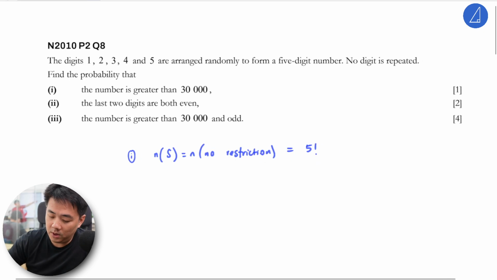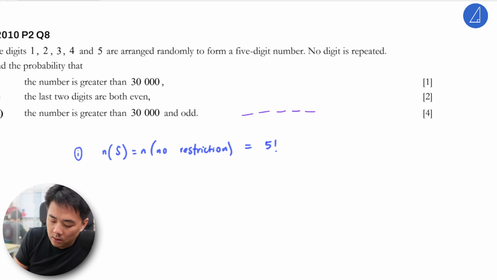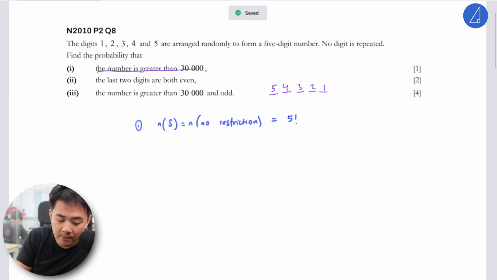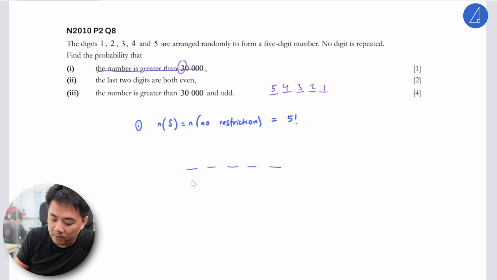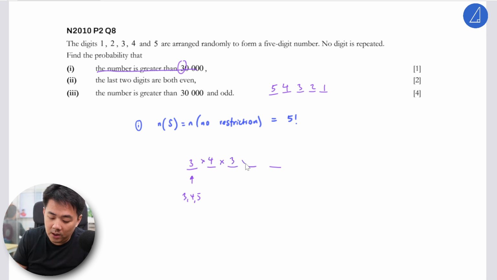Simply put, if we have 5 slots, the number of ways is 5, 4, 3, 2, 1. Okay, so that's that. But for the number to be greater than 30,000, we need to find the number of ways for the required probability. There will be 5 slots. If the number is greater than 30,000, we can put 3, 4, or 5 in the first slot, so we have 3 options. Then the rest is 4 times 3 times 2 times 1, so there will be 3 times 4 factorial.